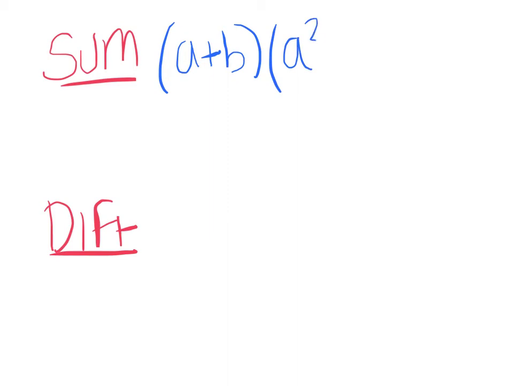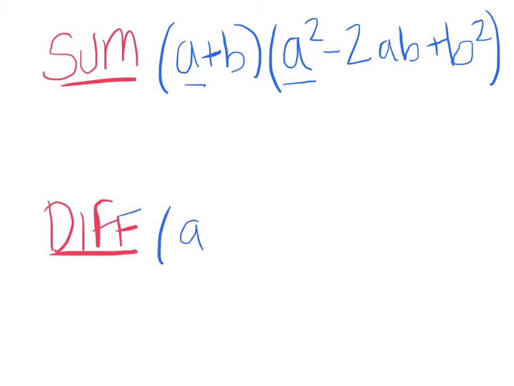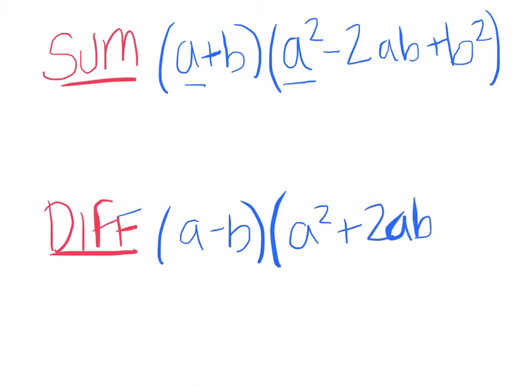A squared, remember, because when I multiply a and a squared, I need to get a to the third because it's a cube, minus 2ab plus b squared. So this is always positive because we're squaring it. For the difference, sorry about that, we have a minus b, and then once again a squared plus 2ab with an always plus sign at the end.